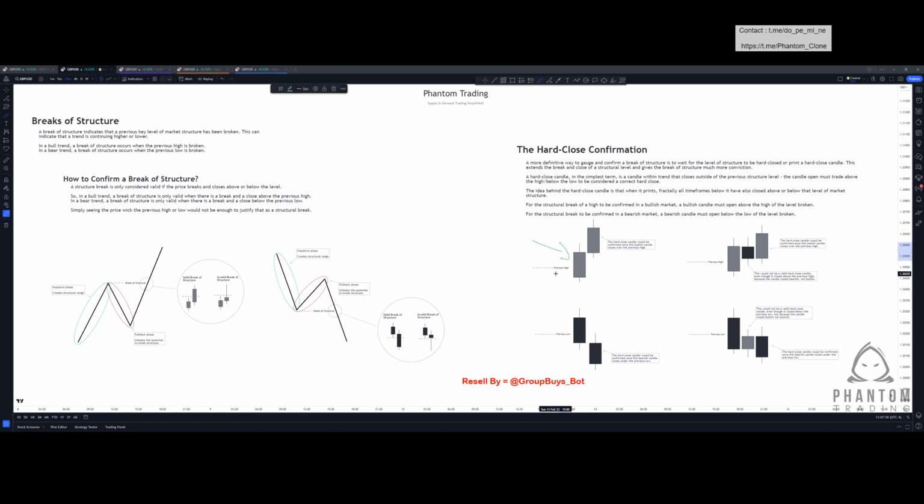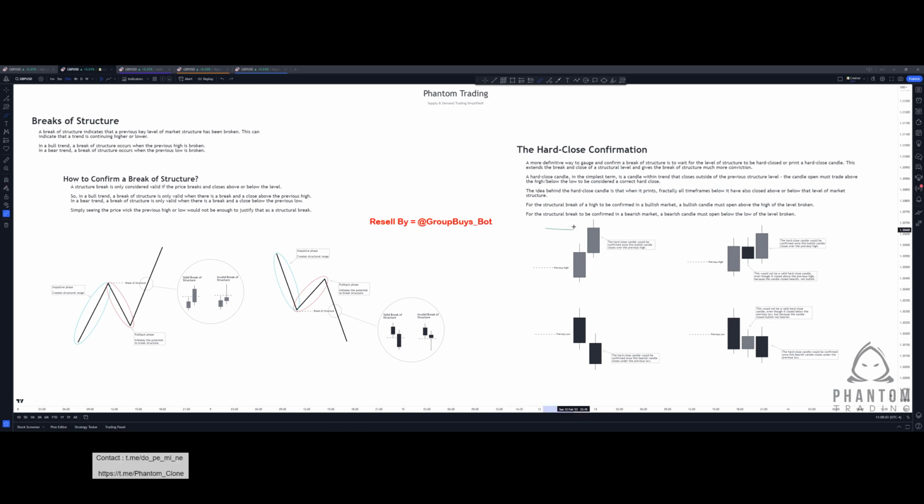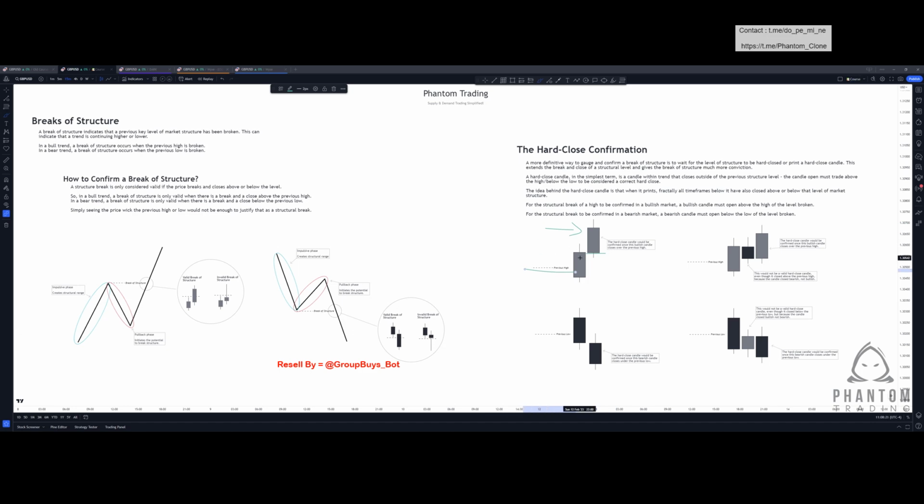Our first candle breaks and closes above the previous high, but is not a hard close candle. The next candle, however, is considered a hard close candle. The reason this is a hard close candle is that the open of the bullish candle is above the previous high. So this showcases that all timeframes below this timeframe have closed above this structural level.